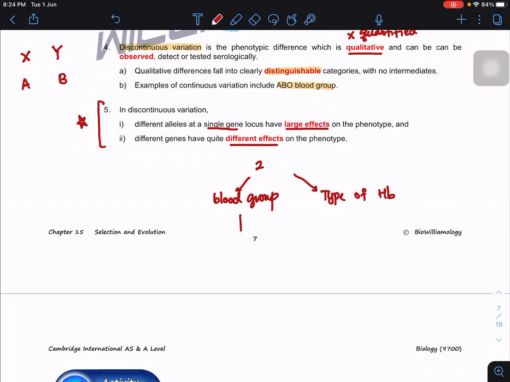But can you see that the effect will be totally different? This one gives us blood group A, B, AB, or O. This one gives us whether a normal polypeptide or an abnormal polypeptide. So the effects will be totally different. And they don't have so-called additive effects and polygenic effects, compared to the continuous variations.